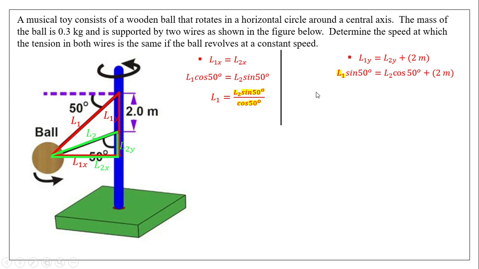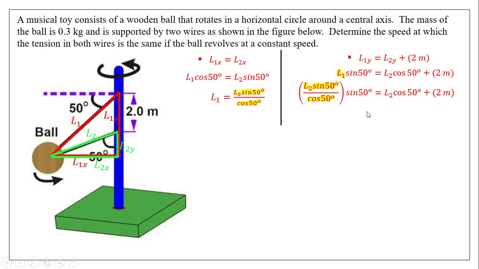All right, so here I have L1 highlighted because on the left side here, I know what L1 is. L1 is simply L2 sine of 50 divided by cosine of 50, so I'm going to substitute out L1. So I can say L1 is L2 sine of 50 over cosine of 50. And then I carry down the sine of 50 there, and the right side I just left the same. You notice here, the only thing that's unknown is L2.